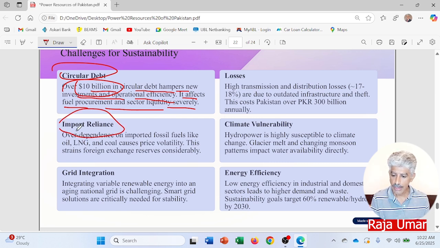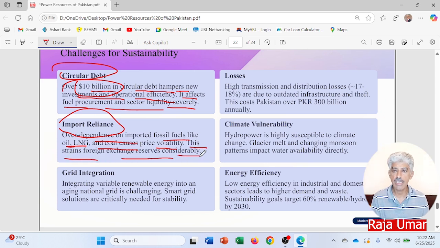So import reliance: over-dependence on imported fossil fuels like oil, LNG and coal causes price volatility. This strains foreign exchange reserves considerably, and the government has to pay a lot of import bill for the import of the fossil fuels to run those thermal power stations. What happens eventually is that with the fluctuation of prices in the international market of all those fossil fuels like oil, coal and gas, the electricity prices increase to a greater extent within the country, and the people are unable to bear their electricity bills.